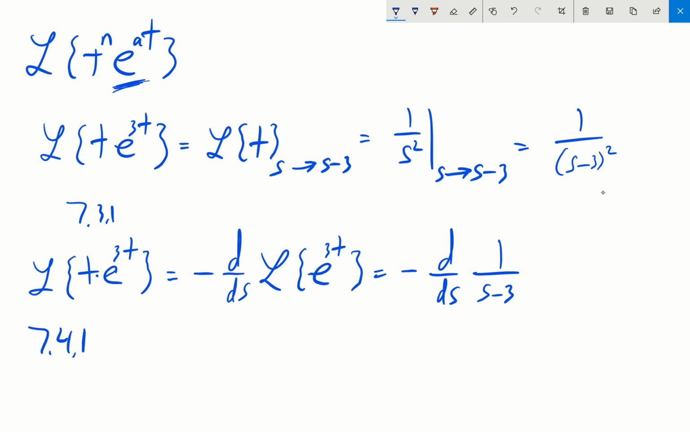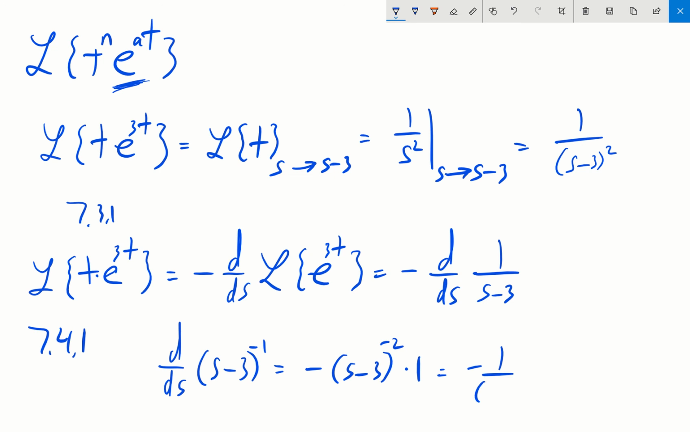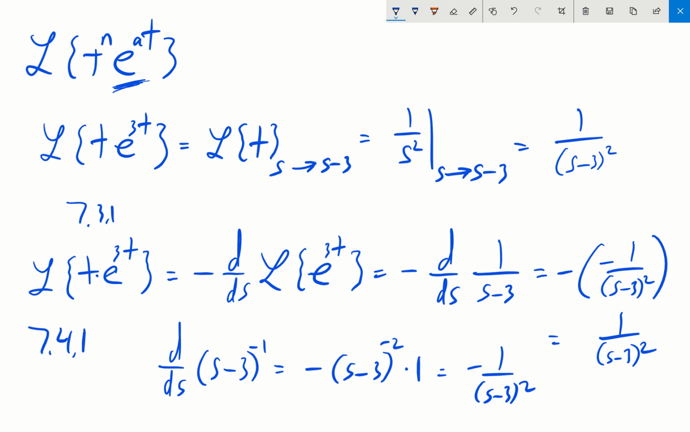To find that derivative, again, it's helpful to rewrite it. Think of this as (s minus 3) to the negative first, or you can do the quotient rule. But this is going to be the negative of (s minus 3) to the negative second, and then from the chain rule, we simply get 1. So this is negative 1 over (s minus 3) squared. So we get the negative of negative 1 over (s minus 3) squared, which gives us the same result that we got above, but done in a slightly different fashion.